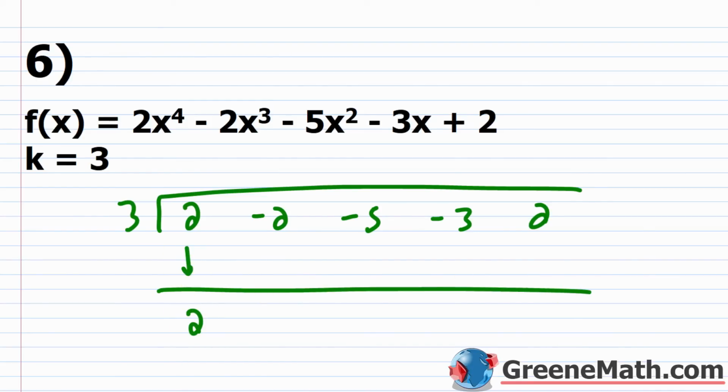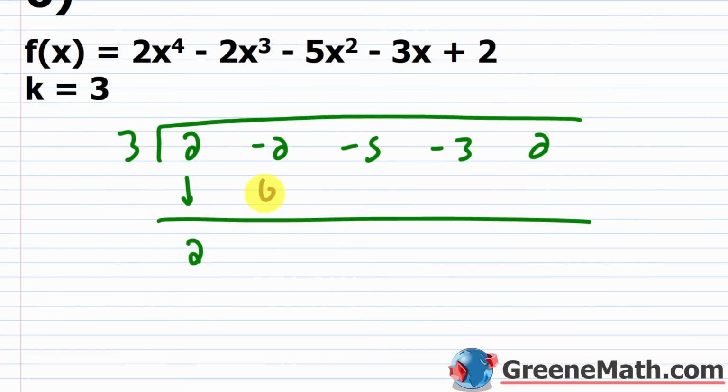And so let's go ahead and get started. So we know that 3 times 2 would give me 6, and then -2 plus 6 is 4. 3 times 4 would be 12. -5 plus 12 is 7. 3 times 7 is 21. -3 plus 21, that's going to be 18. 3 times 18, that's going to be 54. 2 plus 54 is 56.